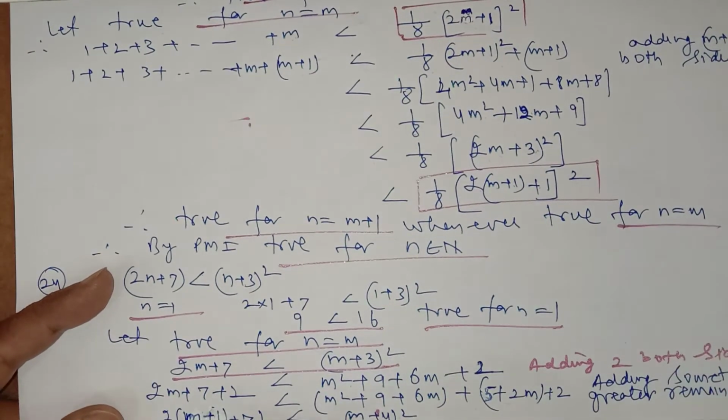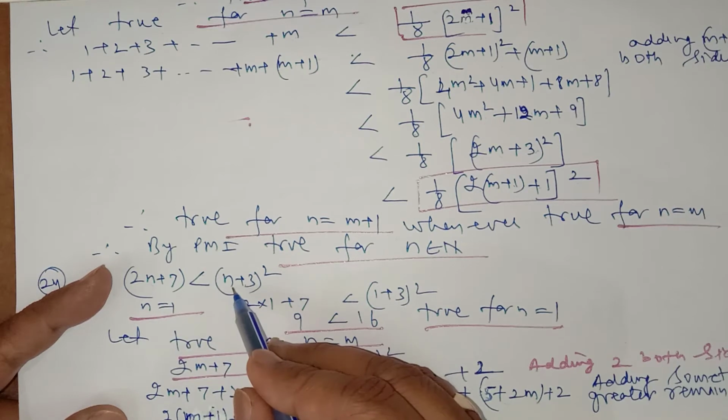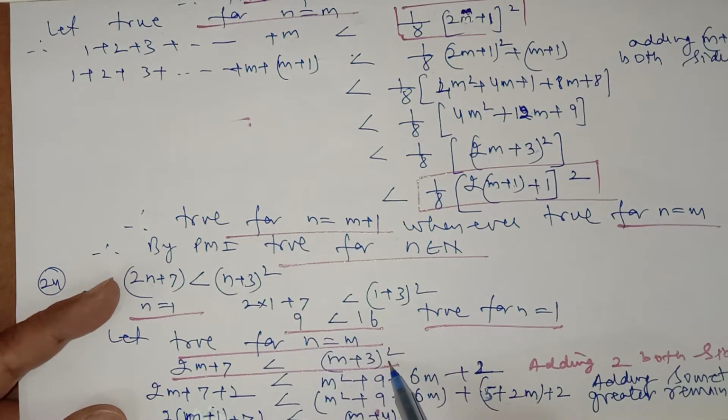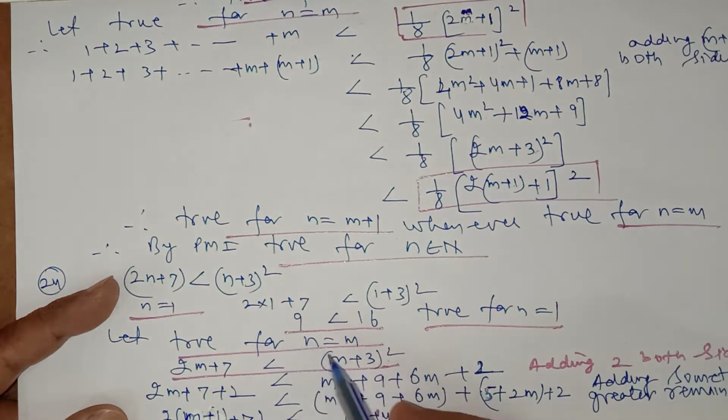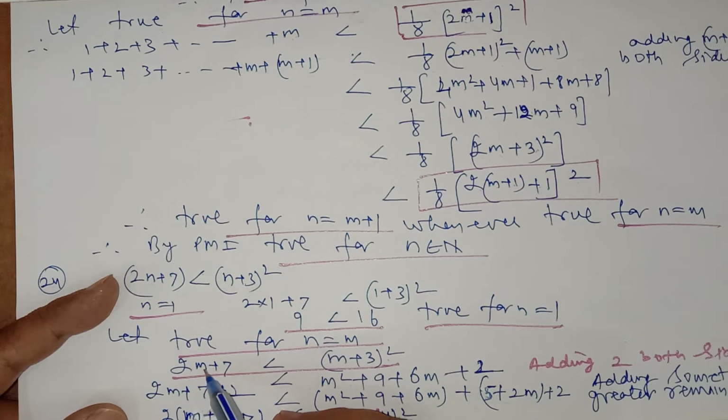Now we let that it is true for n is equal to m. So simply you have to replace n by m in the left hand side and in the right hand side. Now what do you have to prove? You have to prove that it is true for n is equal to m plus 1. It means in the left hand side you should obtain 2(m plus 1) plus 7. In the right hand side you should obtain (m plus 4) whole square.